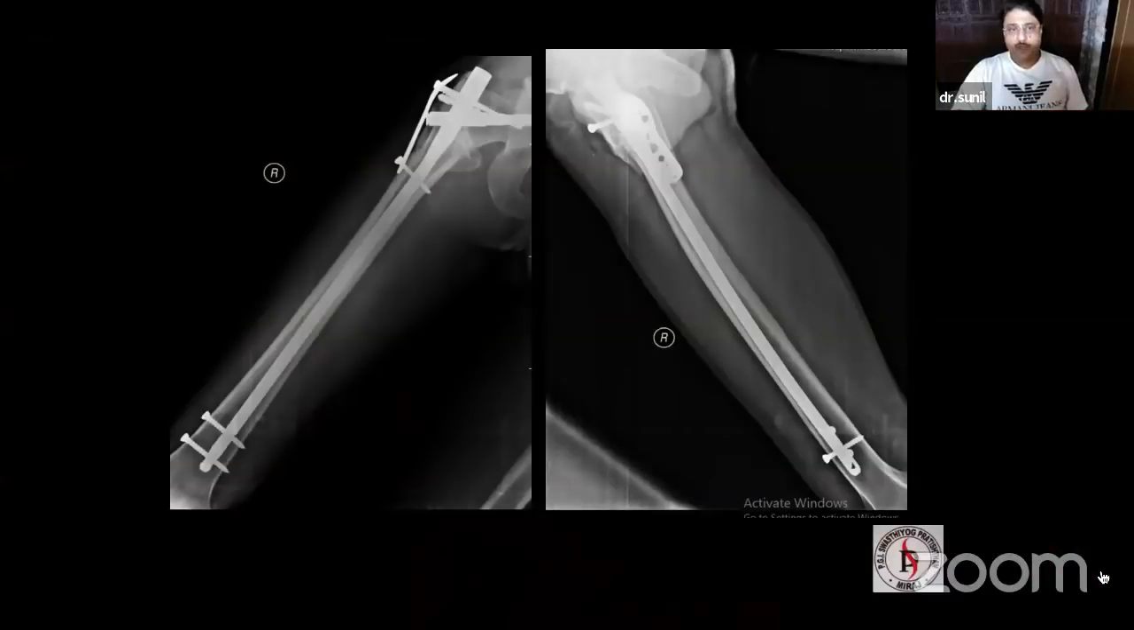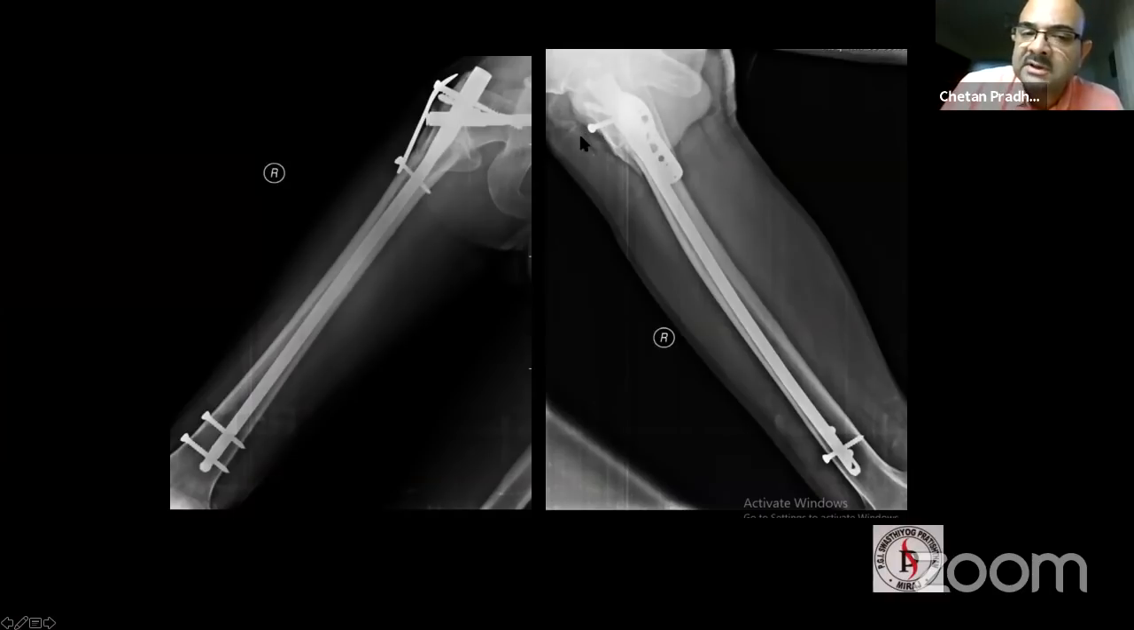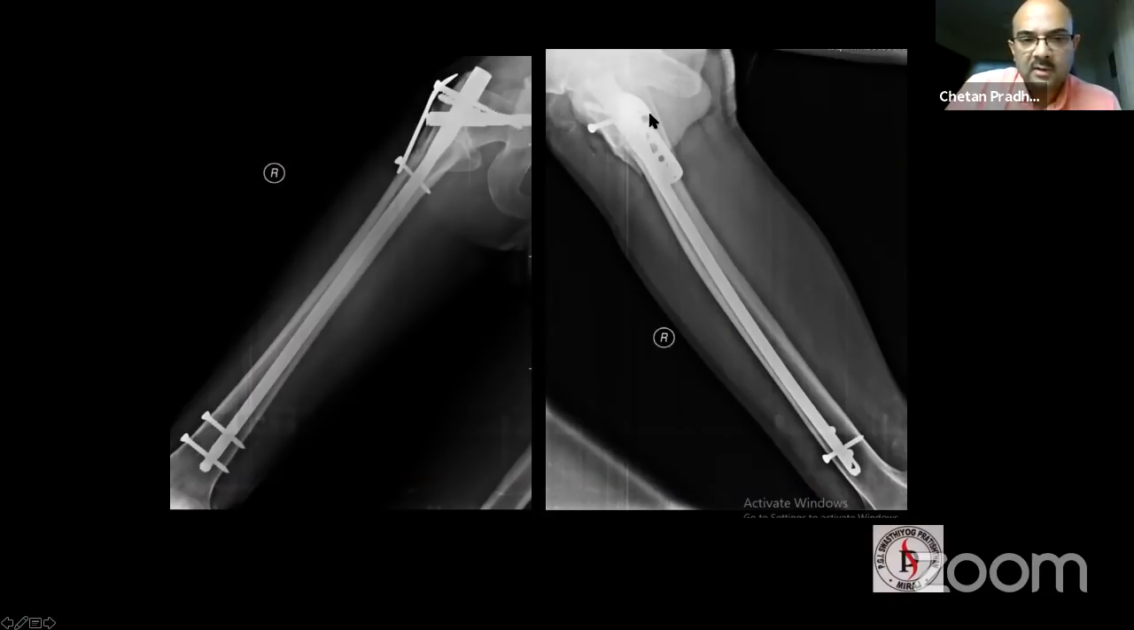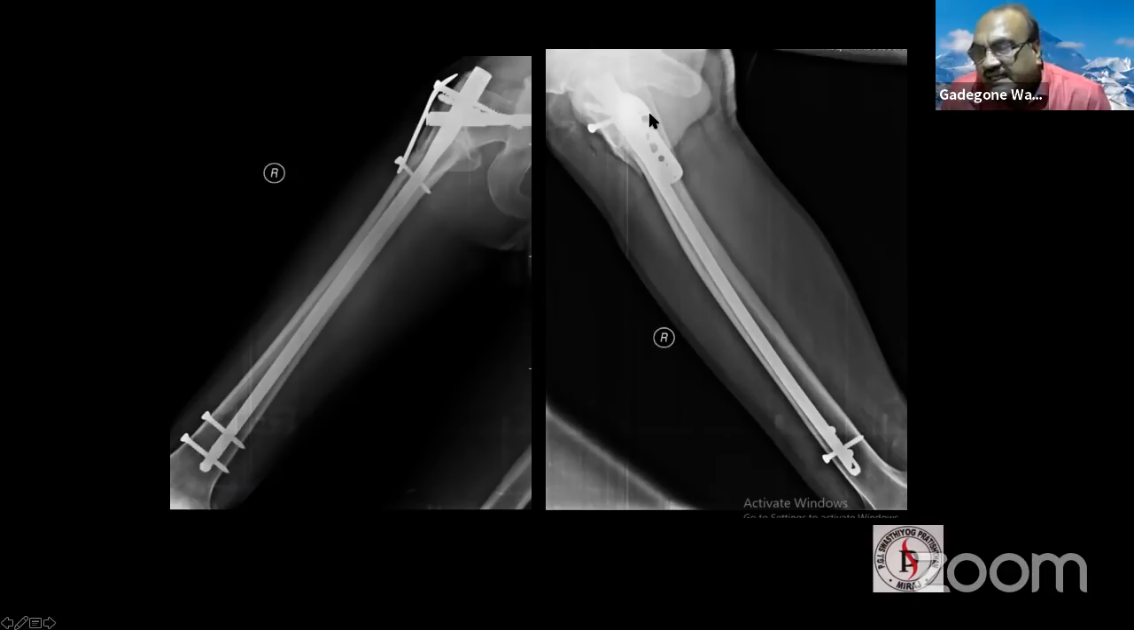No. This screw I have put is to get the lag, what Dr. Babulkar was telling me. Acha, so you have fixed the coronal split with these lag screws? Coronal fracture is fixed with those lag screws. He has put one anterior posterior screw to compress the fracture. That coronal. Yes, right. I understood it now.